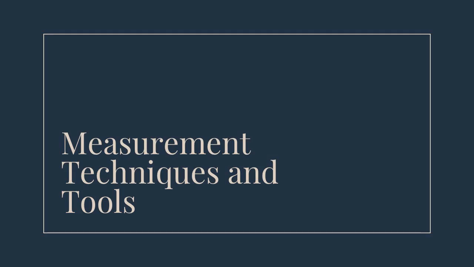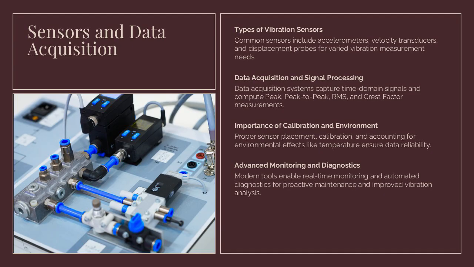Sensors and data acquisition: measurement techniques and tools. Accurate measurement of vibration parameters requires appropriate sensors and data acquisition systems. Common sensors include accelerometers, velocity transducers, and displacement probes, each suited for specific applications. Data acquisition systems capture time-domain signals and process them to compute peak, peak-to-peak, RMS, and crest factor. Advanced tools offer real-time monitoring and automated diagnostics, enabling proactive maintenance.